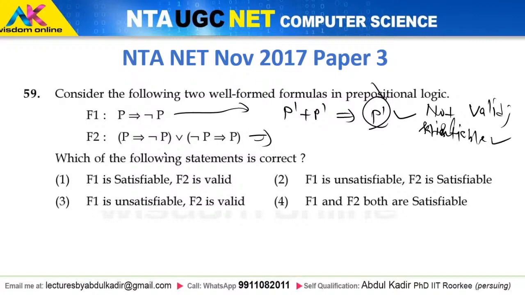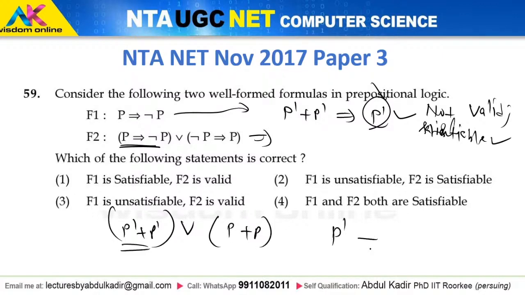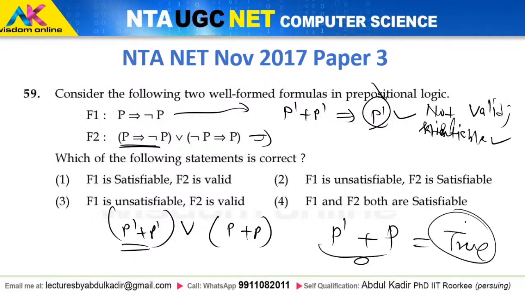Now let's see what this is. First of all we will convert it. This is nothing but P dash plus P dash, or rather P plus P. Now P dash plus P is nothing but P, and P plus P dash is nothing but true. True means tautology. True means valid. So you can say that F2 is valid, F1 is satisfiable. The answer will be option 1. Okay, did you get it? Is it clear?